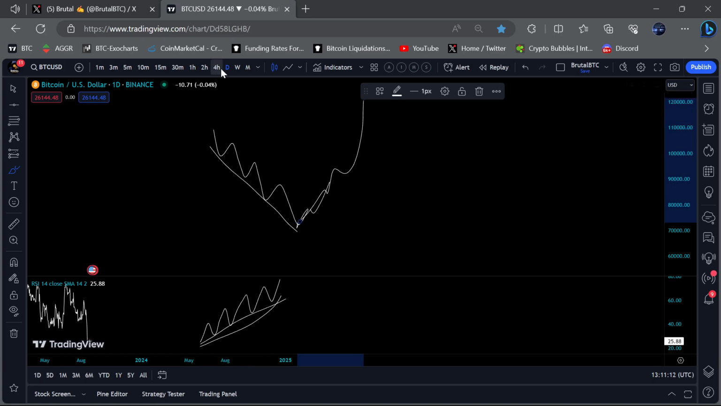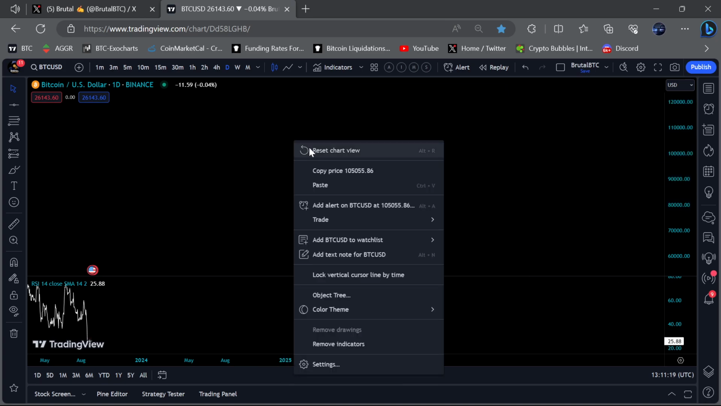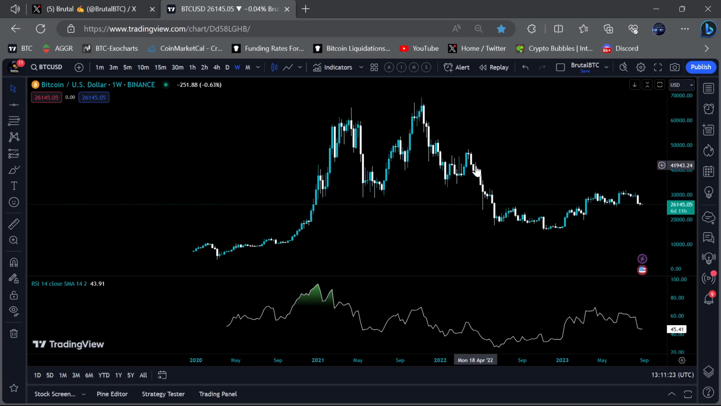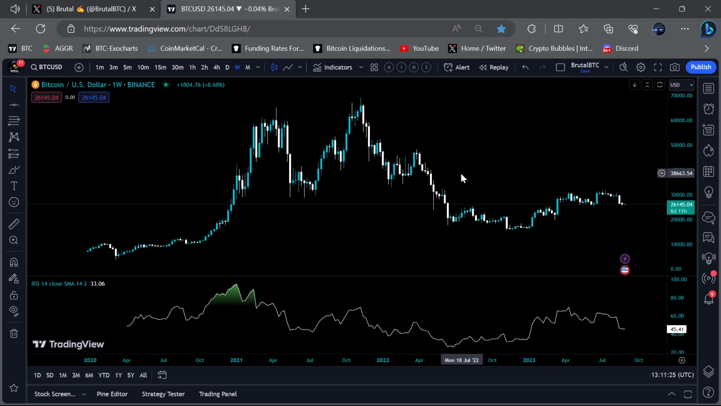Always use this on daily time frame, weekly time frame. RSI is a very good indicator, but only for the higher time frames. For example, I will give you a brief example on the weekly time frame. Look at this.